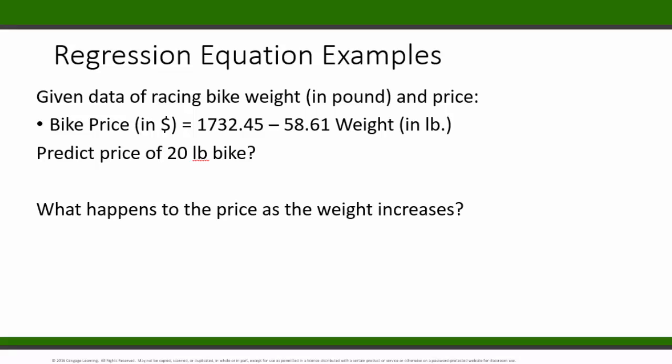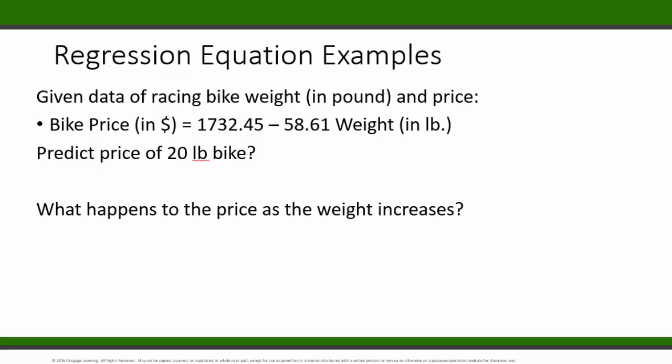At this point, I want to make sure we understand how to interpret the regression coefficients by trying a couple of other examples. These examples will have negative regression coefficients. Let's suppose we have data of racing bikes, and for each bike we have the weight of the bike and the price of the bike. For racing bikes, lighter bikes have better performance, so they are more expensive. So a regression equation could look something like this, with a negative coefficient for the weight.